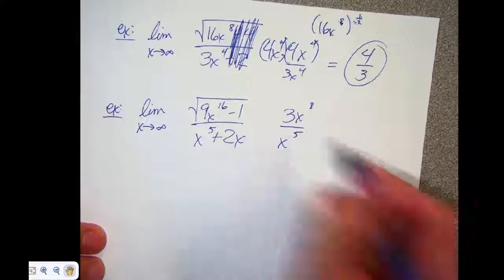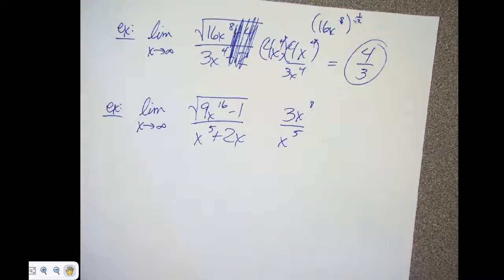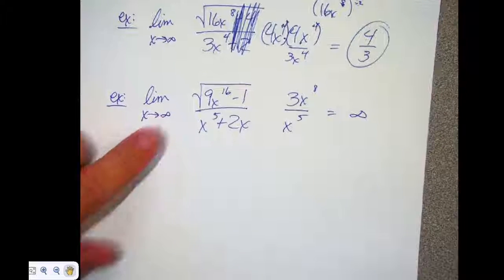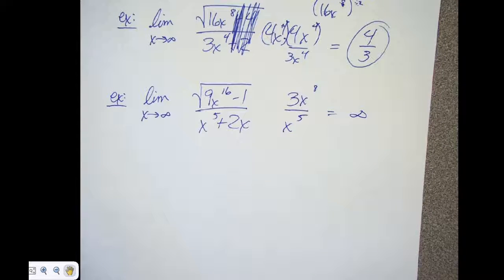The bottom you have x to the 5th, so your highest power is on the top. We're plugging in a positive number, so everything's just going to be positive. How many had infinity there?